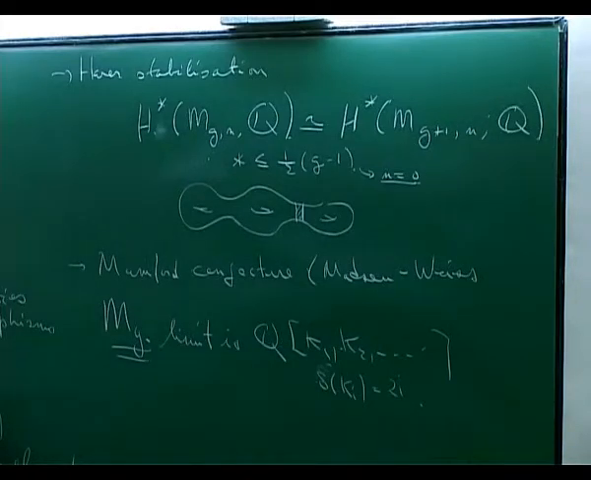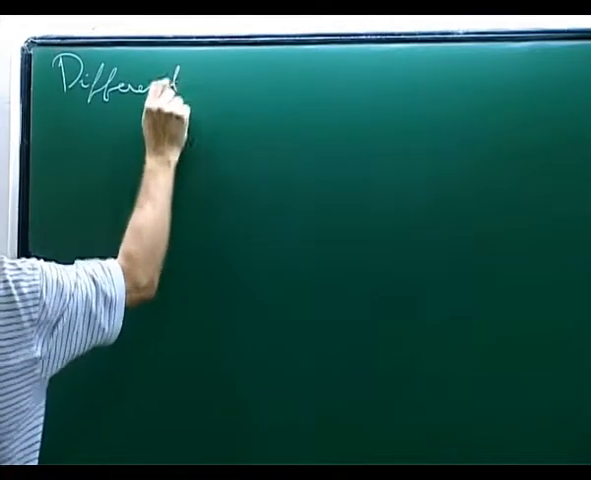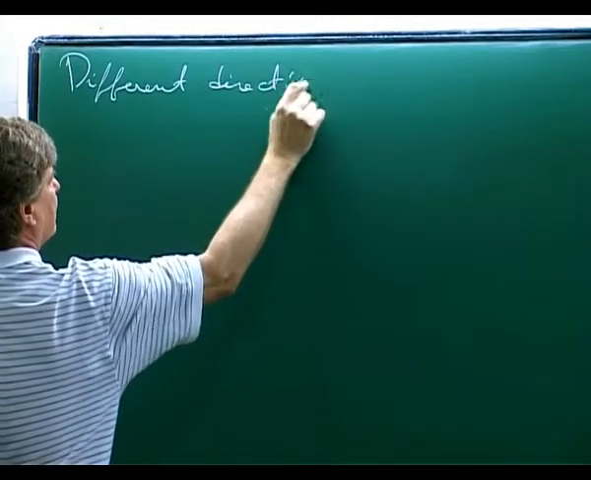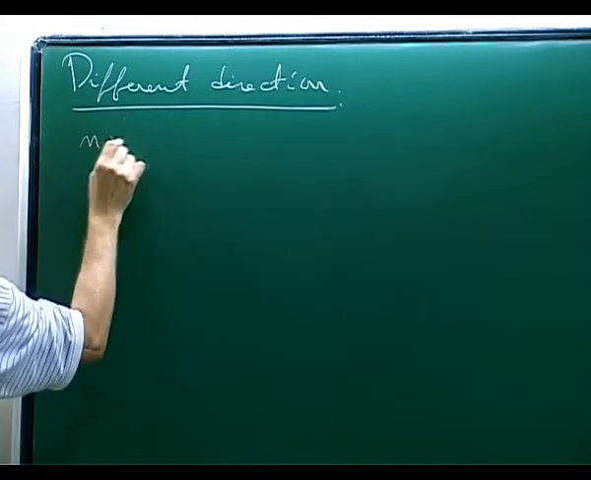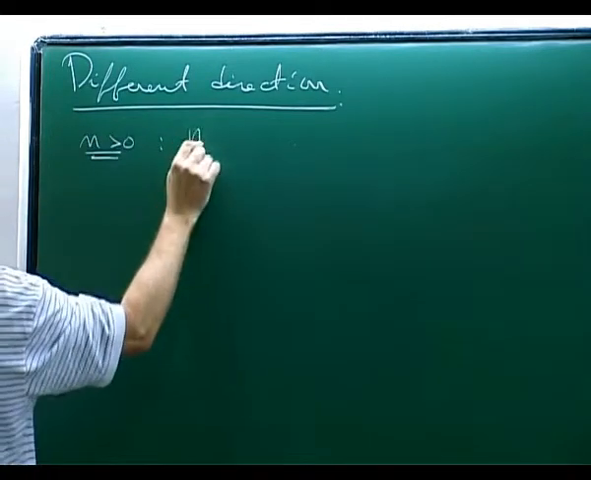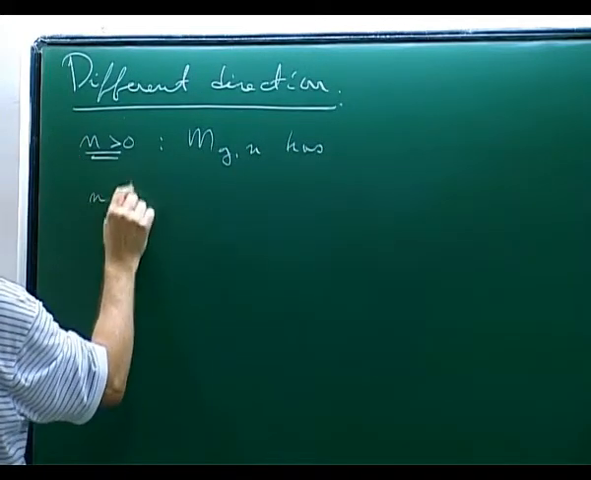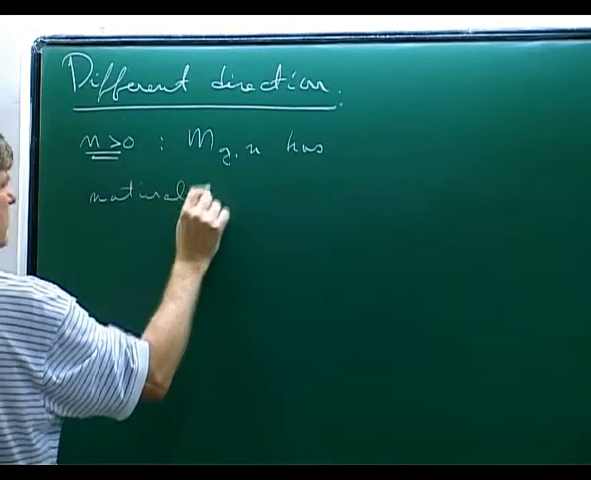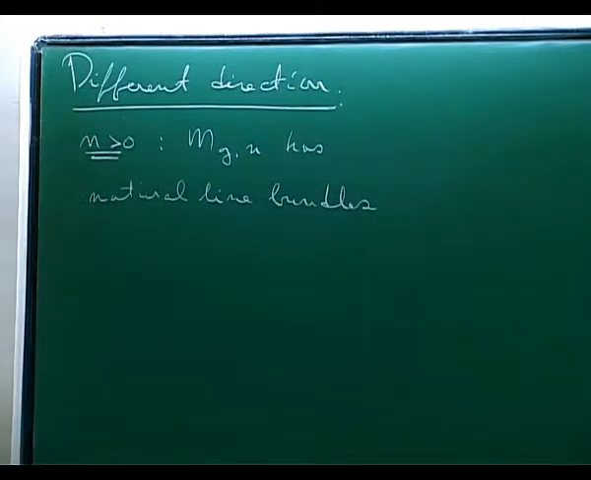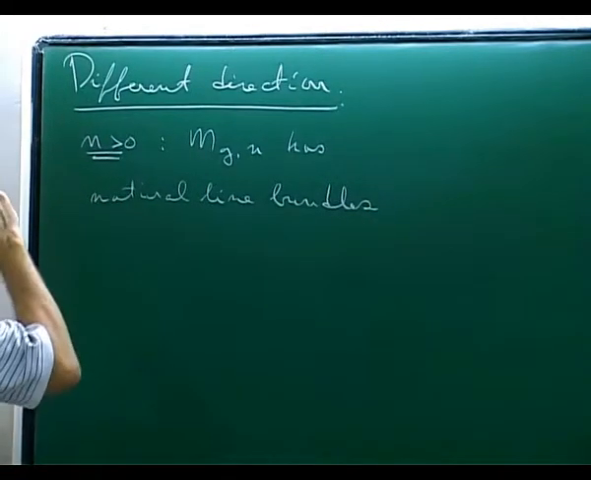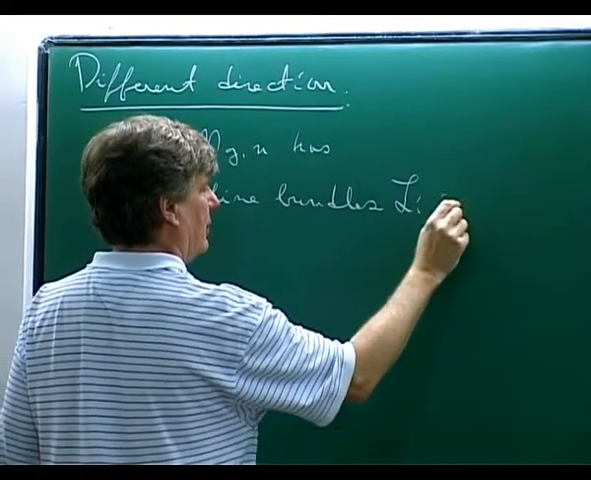Now, what I want to do today is sort of a different direction. Okay, and this is for n greater than 0. It has natural line bundles, L_i, i equals 1 to n.